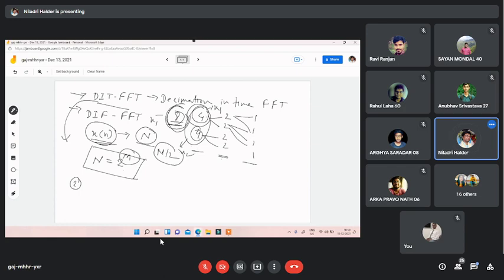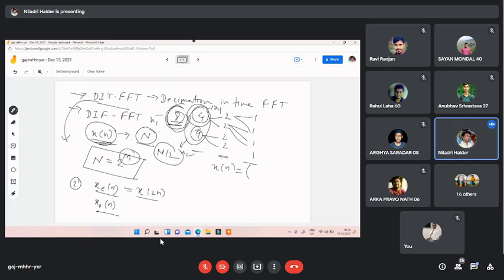So if xn is given, first you have to split it into 2 parts, given as xen and xon. Xen defines only the even sample positions, and xon defines the odd sample positions. So xen, what can you write? x of 2n. If we write x of 2n, whatever xn you have, only the even values will be given.